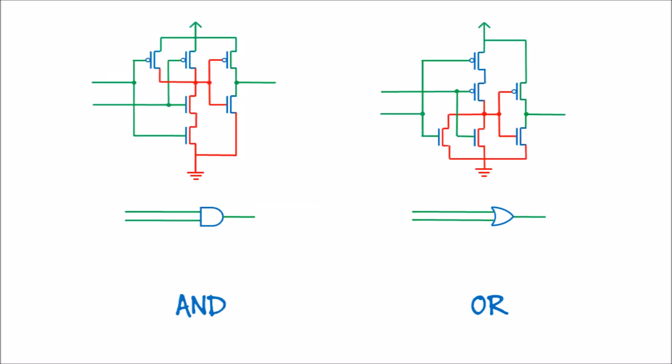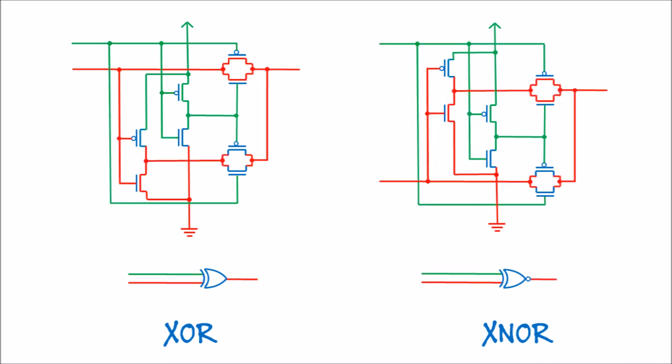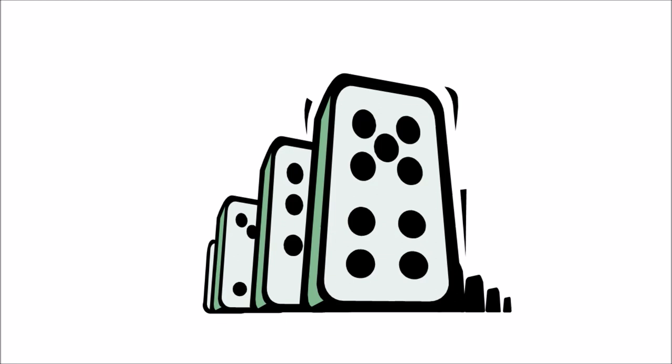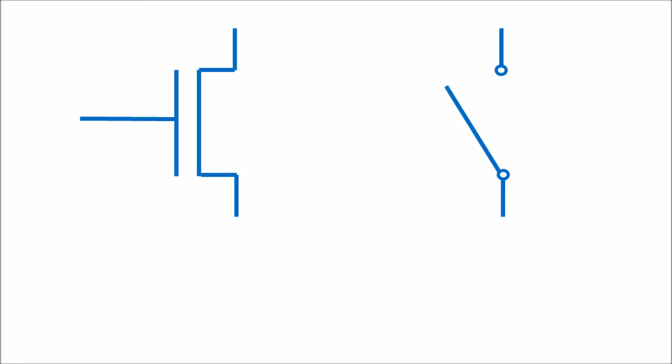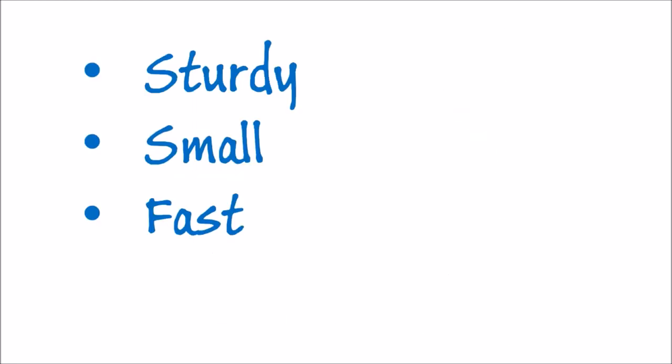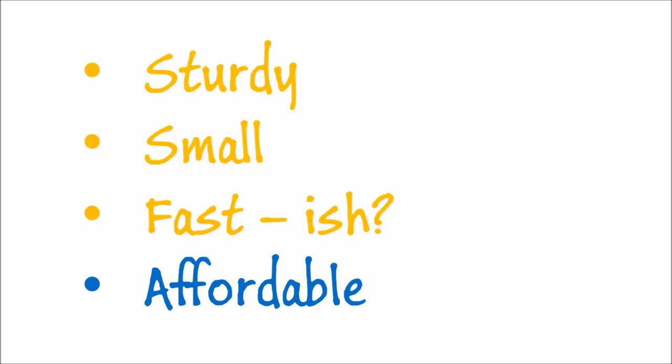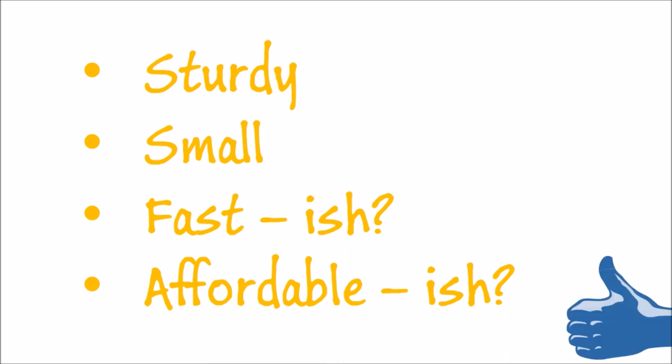And just like bits, gates could in theory be made out of almost anything. You could make them out of billiard ball tubes, water valves, or even dominoes. So why are transistors so popular? They're sturdy, small, fast, and affordable. So your computer can be sturdy, small, fast-ish, and affordable-ish. Sounds good enough to me.